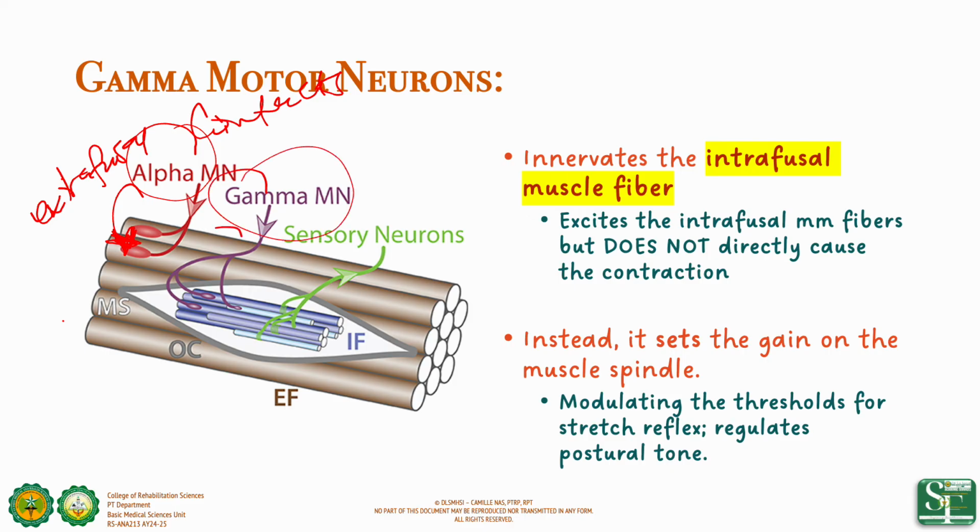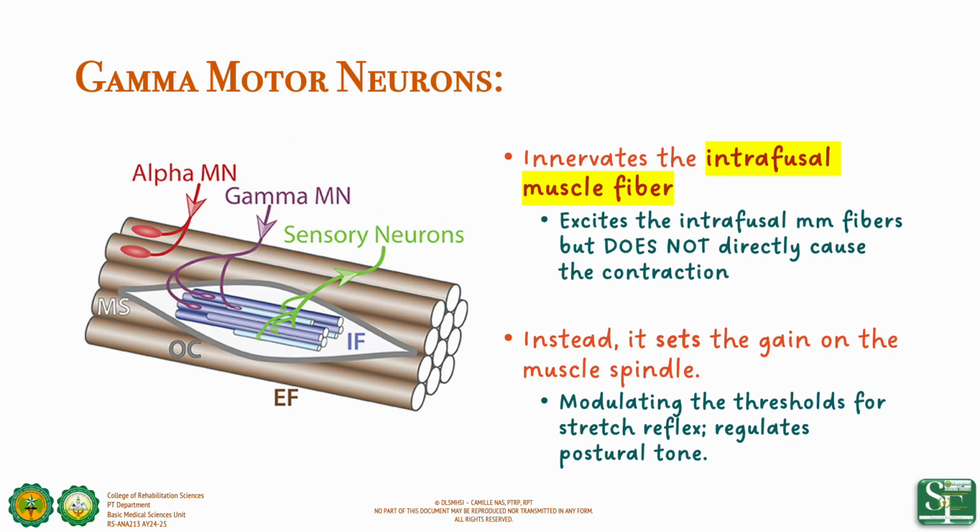Si gamma motor neuron nasa loob na yung synapse niya. This is for intrafusal. Sensory neuron, diba ito din yung nasa muscle spindles na intrafusal fibers natin. Receiving yung stretch naman. Alright. So, the gamma motor neuron innervates the intrafusal muscle fiber. It excites the intrafusal muscle fibers but does not directly cause the contraction. Again ha, does not directly cause the contraction. Instead, it sets the gain on the muscle spindle, modulating the thresholds for stretch reflex and regulates postural tone.